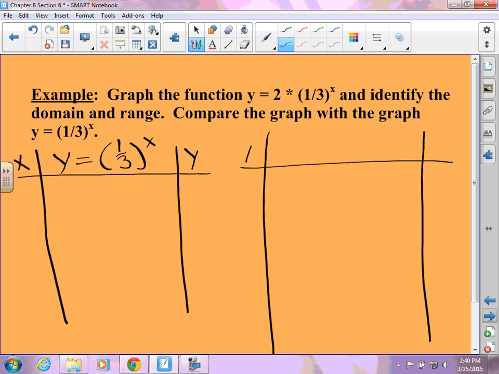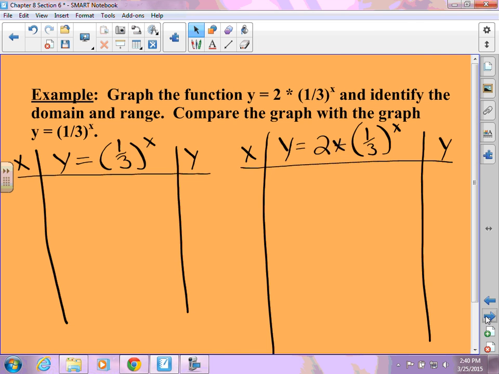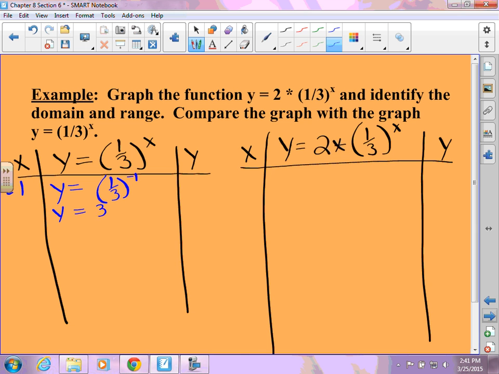And you'll notice again, it is very similar to what we've had before. The only difference is the numbers, rather than getting bigger, they're going to be getting smaller. So what I'm going to do in this first one, again, I'm going to pick -1. So y equals 1/3 to the -1 power. Notice I have parentheses around the 1/3, and I do because it is a fraction. And then remember that that -1 ends up flipping my fraction, so I end up with 3.